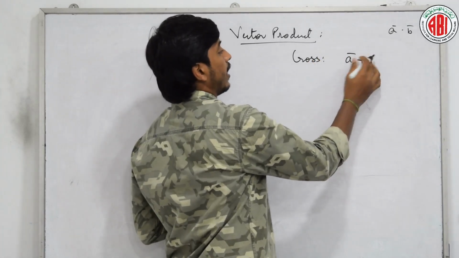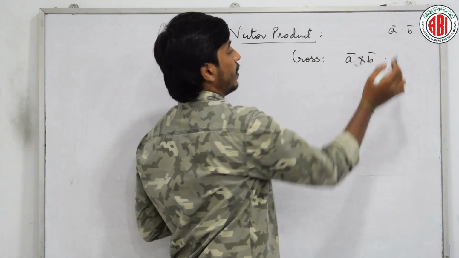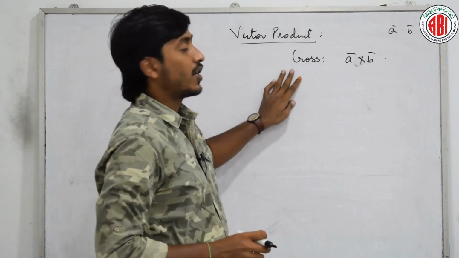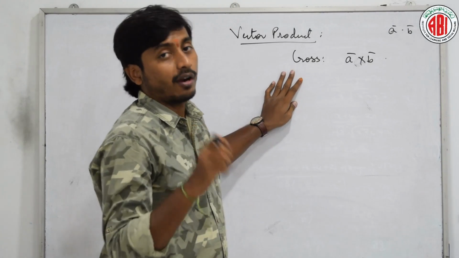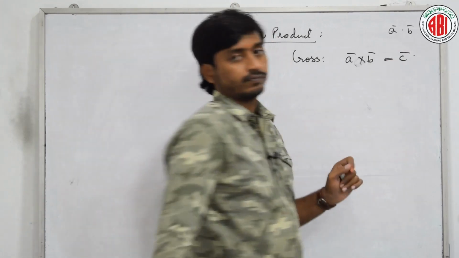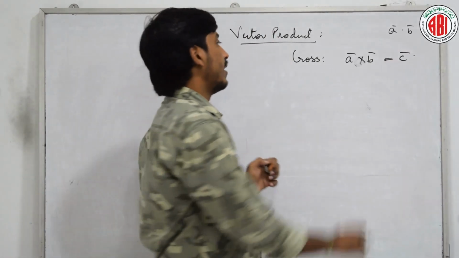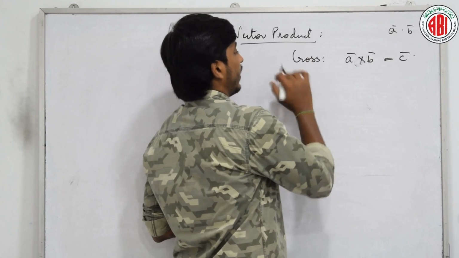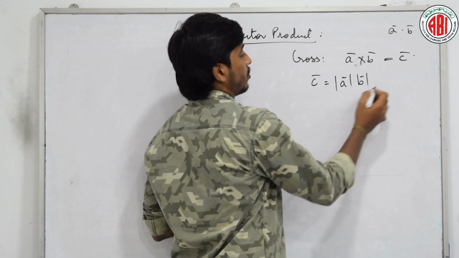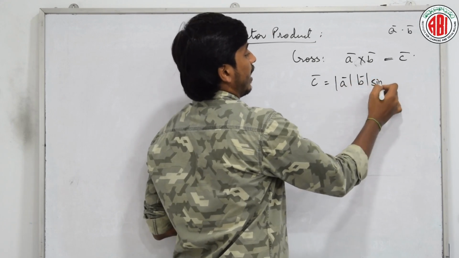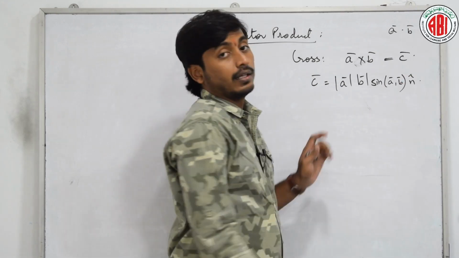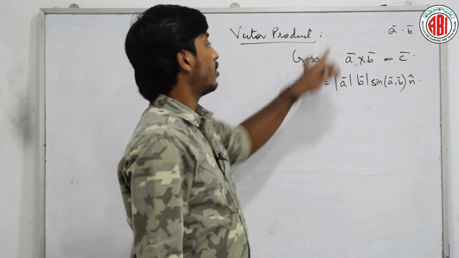That is A bar cross B bar. Is it clear? That is, a cross product is the product of two vectors which gives the answer as a vector. If I tell the definition, the vector product is defined as the product of magnitudes of two vectors and the sine of the angle between them along the plane perpendicular to these two vectors.